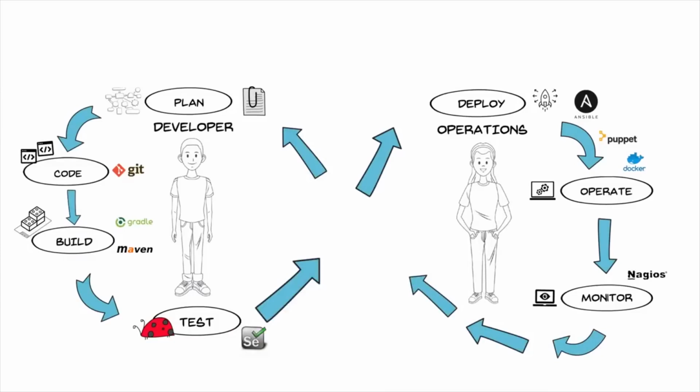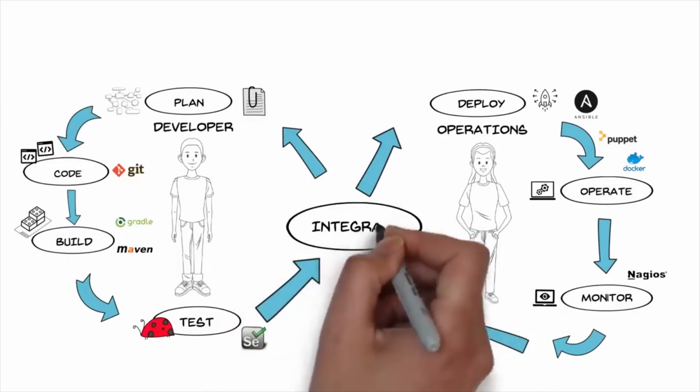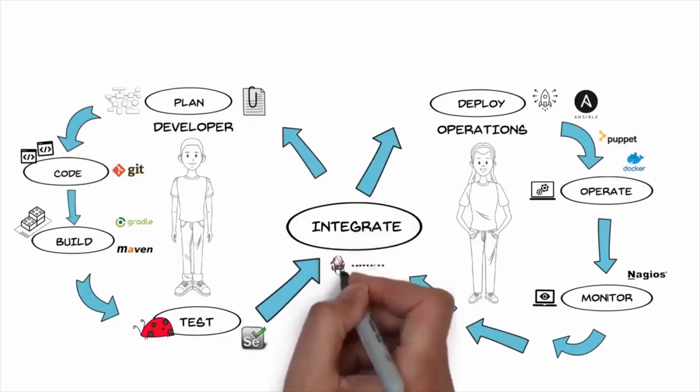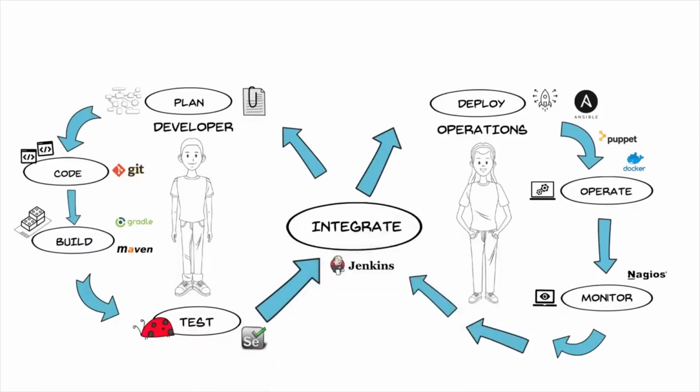And finally, we have the core of the DevOps lifecycle, the integration stage. Tools such as Jenkins are responsible for sending the code for build and test. If the code passes the tests, it's further sent for deployment. This is called continuous integration.